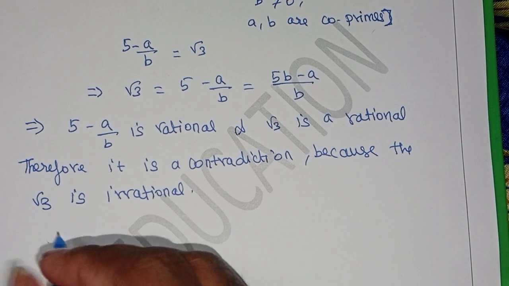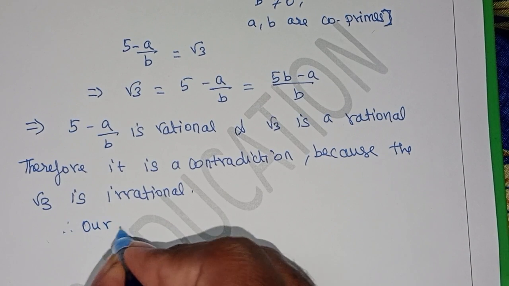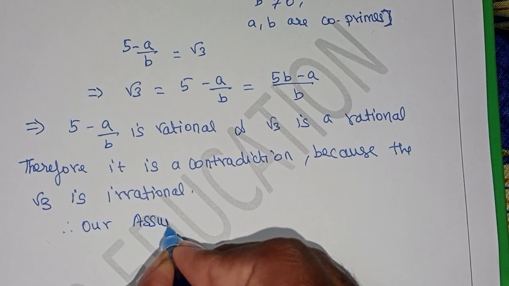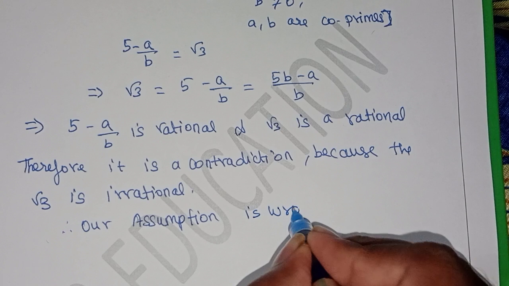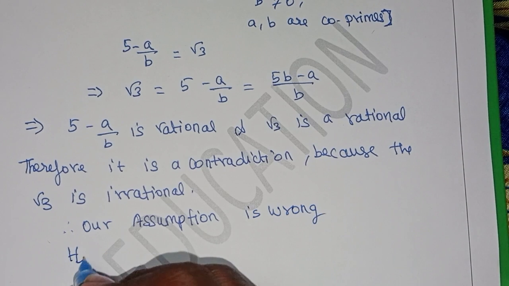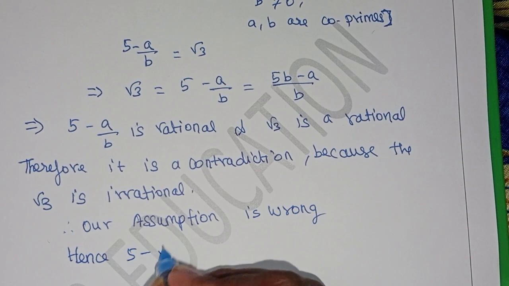Therefore, our assumption in this statement is wrong. Hence, 5 minus root 3 is irrational.